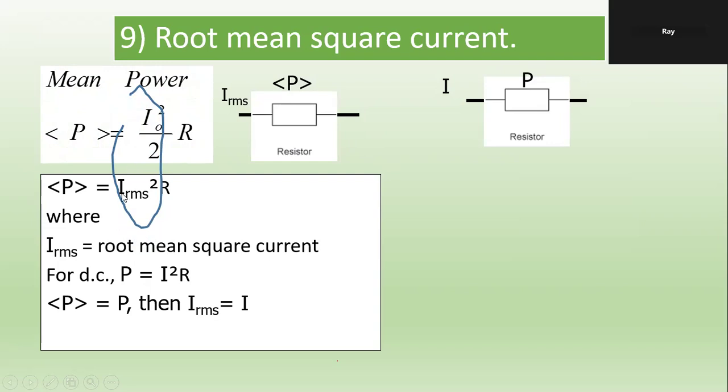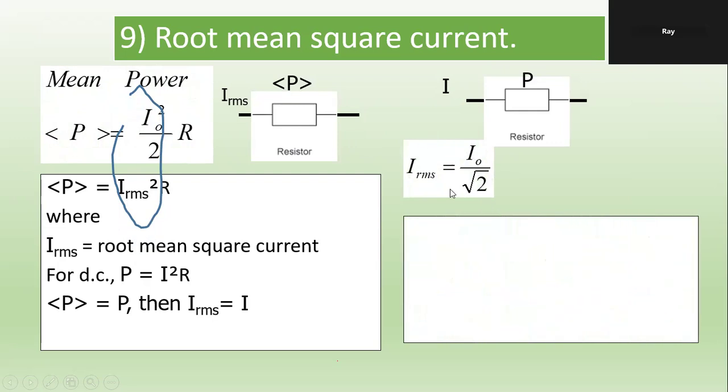Okay. These two are equal. That's why we make it so. Don't worry about derivation. Memorize it. This formula, root mean square is I naught over root 2. Same with V. V root mean square is V naught over root 2.